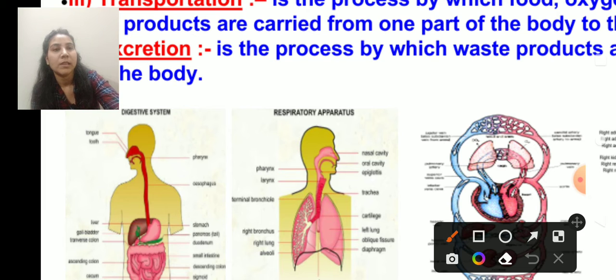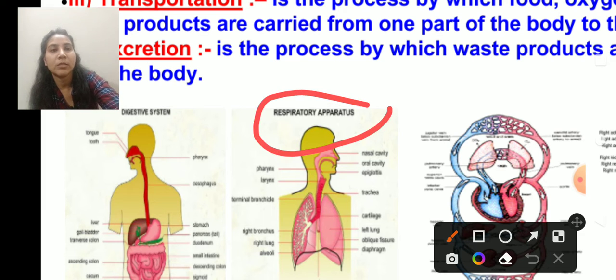So next is the respiration apparatus. The respiration apparatus includes the nasal passage, nasal cavity, which further moves to the lungs. Lungs consist of alveoli. Alveoli are the basic organ through which exchange of oxygen and carbon dioxide takes place.